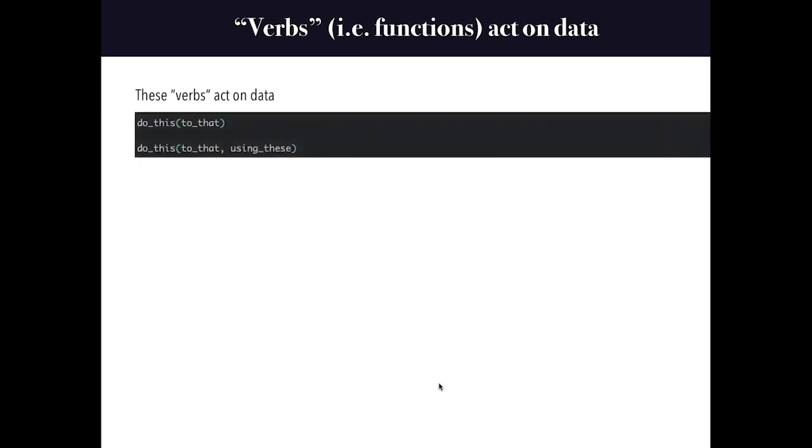Okay, so these functions are verbs. This is how you can think about your function. These verbs act on data. So when we talked about the function and how it's written, you say the function name is do this, and what are you doing it to? It's to that. And sometimes they have additional arguments. We do this, to that, using these, right? That's how you can think about it. A function is a verb that acts on data.